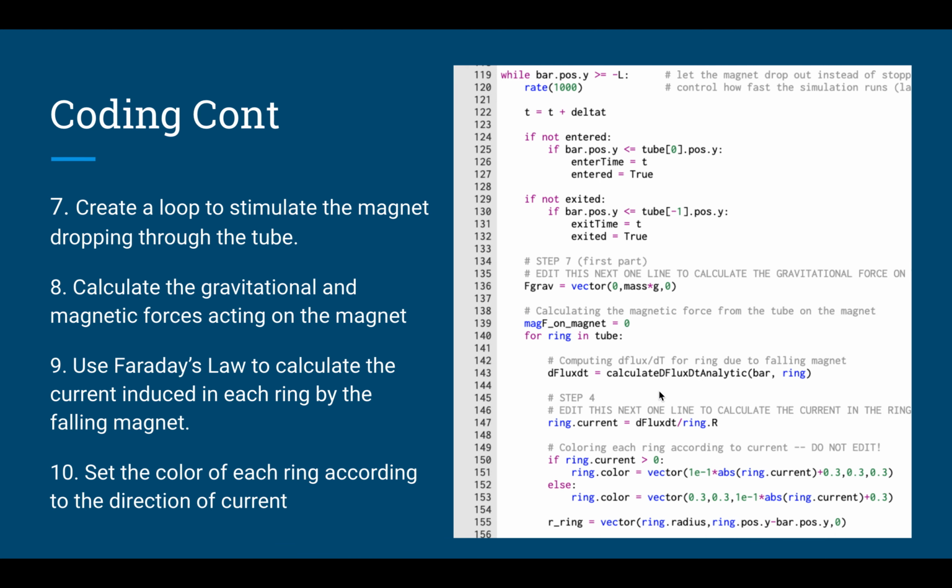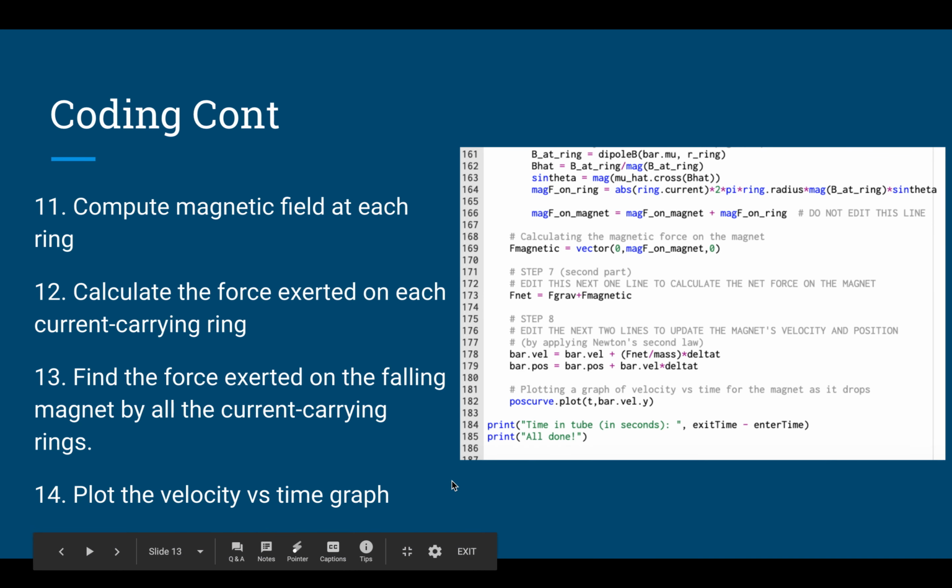And then we set the color of each ring according to the direction of current. Finally, we computed the magnetic field at each ring and used Biot-Savart's law to calculate the force exerted on each current-carrying ring. We used Newton's third law because the force of the magnet on the ring must be equal and opposite to the force exerted on the falling magnet by the whole tube of current-carrying rings. And after calculating the net force and using Newton's second law, we wrote position and velocity updating code to model the motion of the falling magnet.